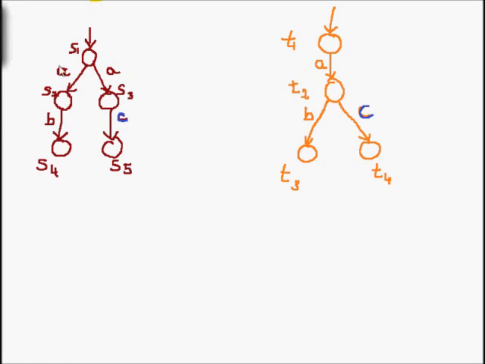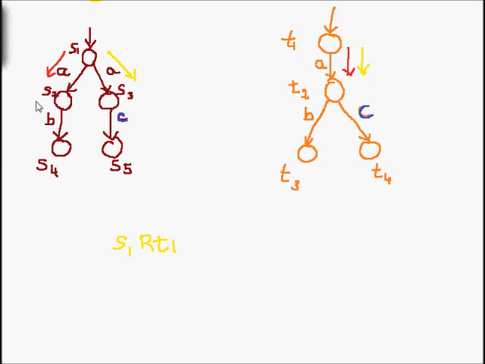Okay, so S1 exhibits a transition to S2, T1 has a transition to T2, no problem. S1 has a transition to S3, T1 has a transition to T2. So S1 is related to T1. Now let me consider the second part of this.